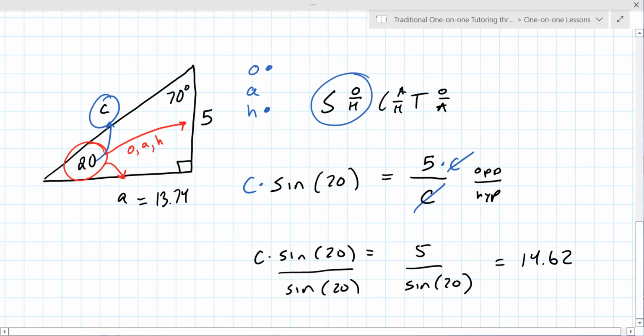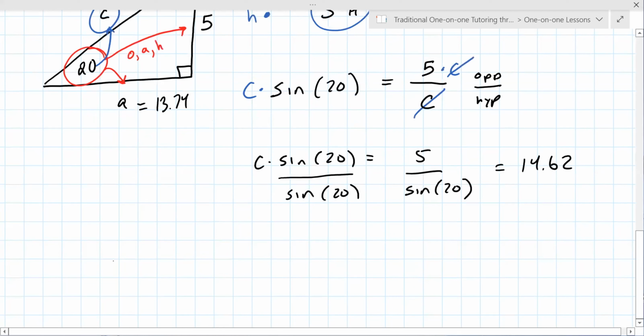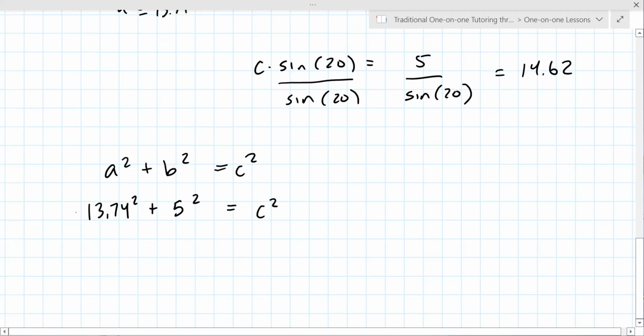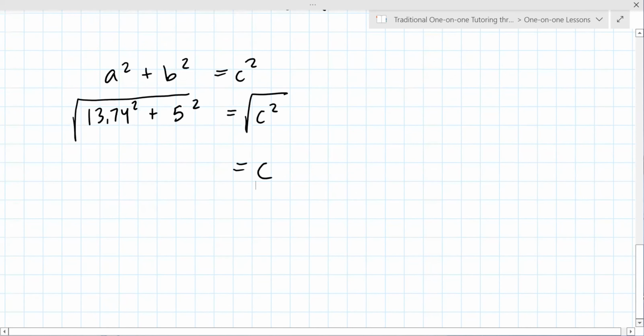Let's just do the Pythagorean theorem to show that it actually is the correct answer. So you mentioned it's a squared plus b squared equals c squared. And we were given 13.7 for a, b was 5, and this is c squared. You take the square root of both sides to get c. Now I want to show you how to do this in the calculator, but I'm going to write it out first. So it's the square root, parentheses.